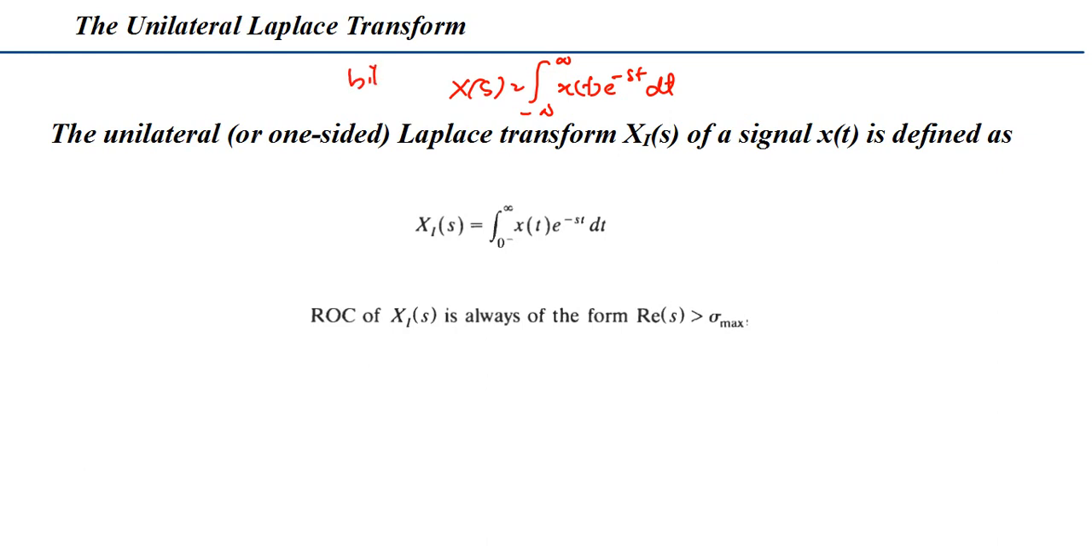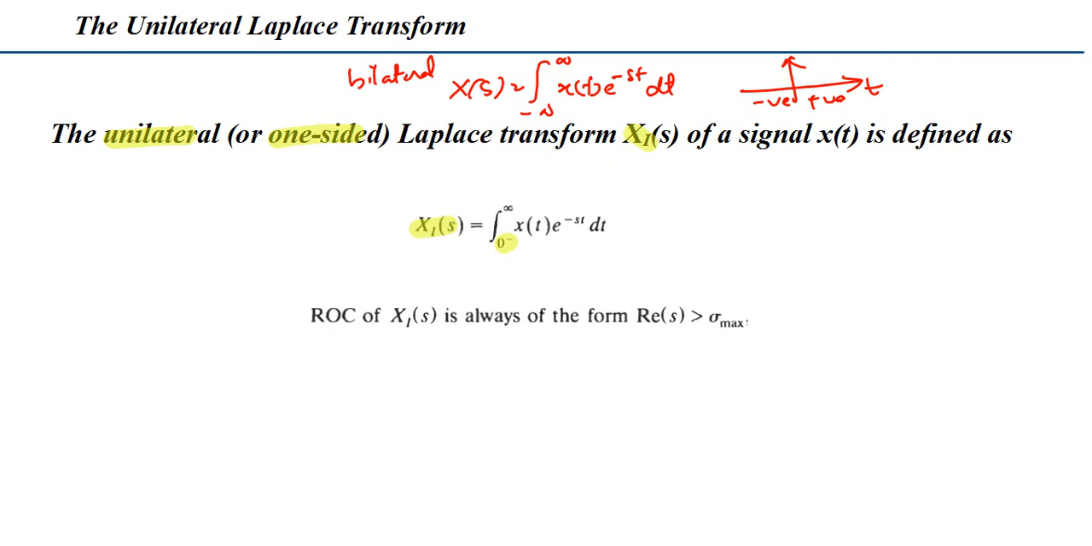So we are considering signals which have both a positive and a negative side. This is t, so this is the positive side and this is the negative side. But in the one-sided or unilateral Laplace transform, which is represented as X1 of s, of a signal x of t, it is defined as, you can see, from 0 minus. Or we can simply say it's from 0 onwards.